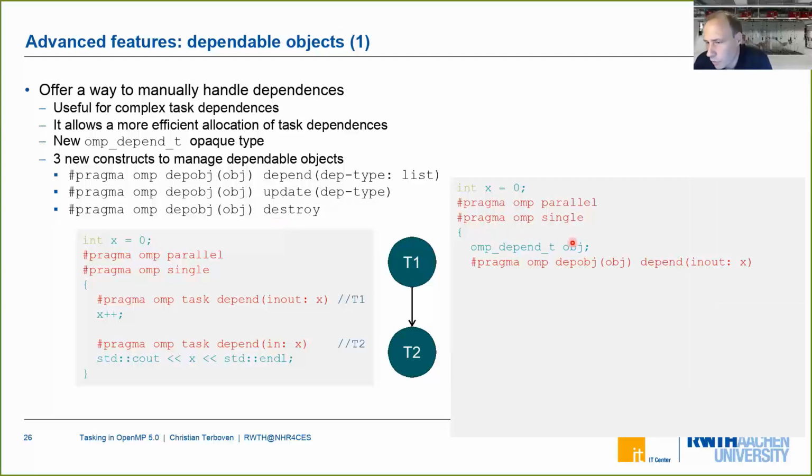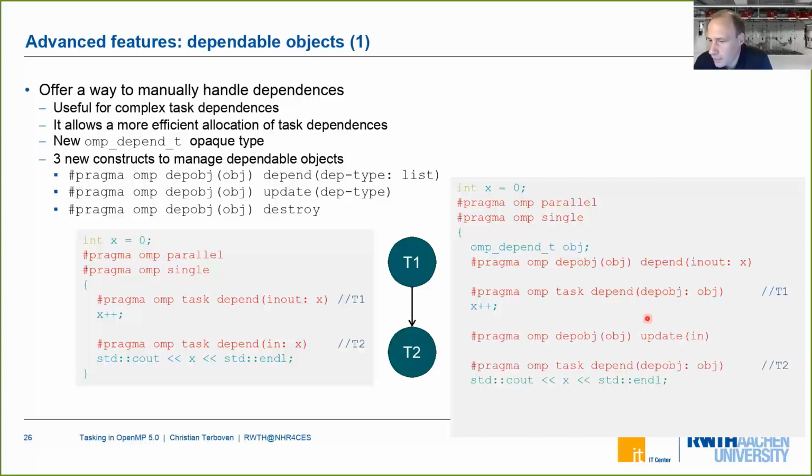So here we have a variable obj of this particular type. We declare it to be a dependency object and specify the dependency. Then we have a task with a certain dependency. Here we have to specify not in, out, or whatever, but that's a dependency object. And here we can actually update the dependency. So we again reference this dependency object and say now this has to become an in dependence. And then we execute T2 only after the dependencies have been fulfilled.